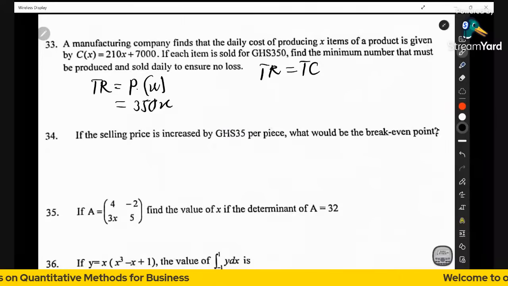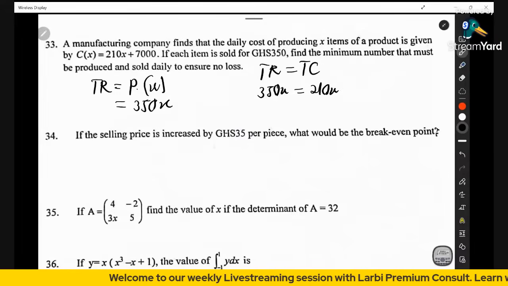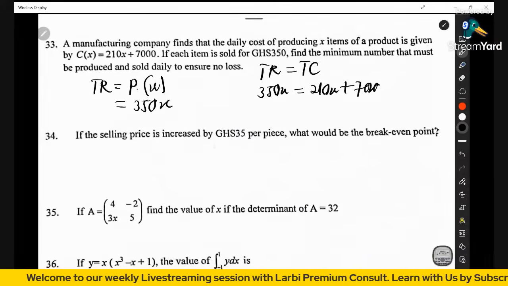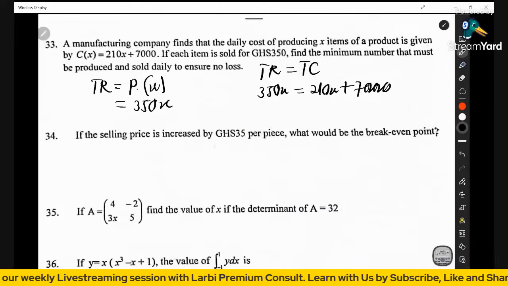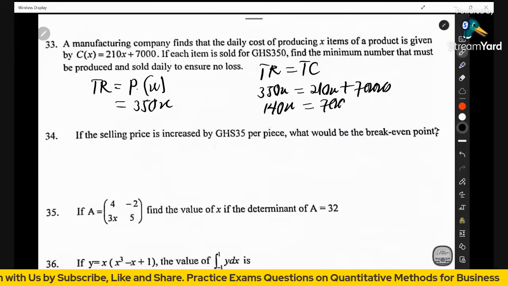Our total cost is 210X plus 7,000. So therefore, we say that total revenue of 350X should be equal to total cost of 210X plus 7,000. So once you're able to get this, you have to make x the subject. So what are we getting? When I subtract this from this, I'm getting 140x, and that should be equal to 7,000.